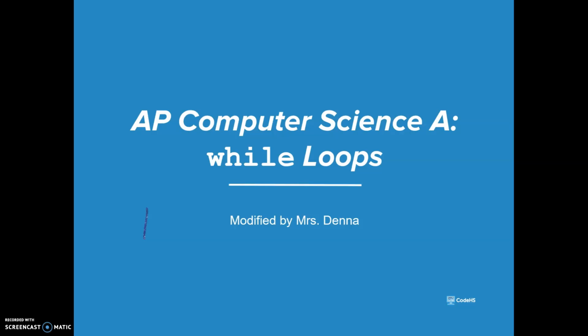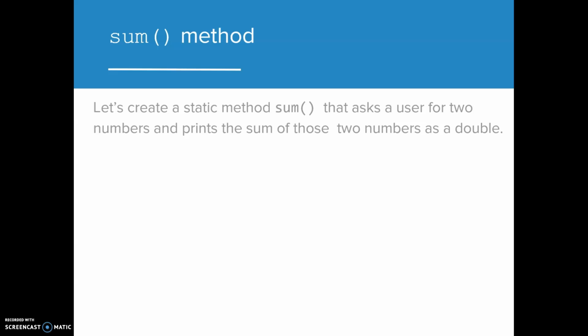In today's video, we are going to start learning about the topics from section 4.1, and in this section, we are going to learn about while loops. So to get us started, we are going to create a static method sum that asks a user for two numbers and prints the sum of those two numbers as a double.